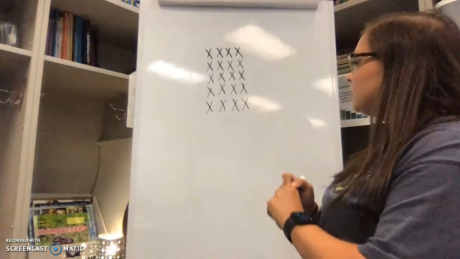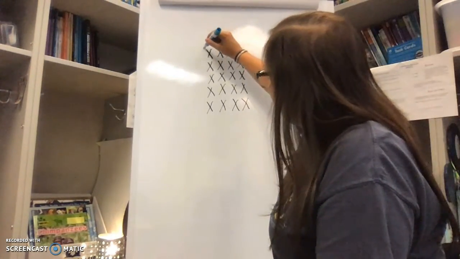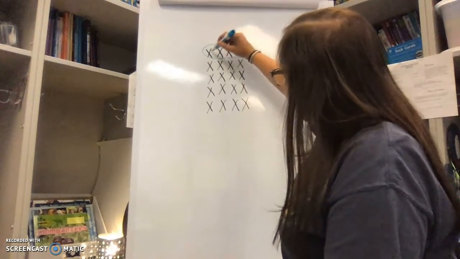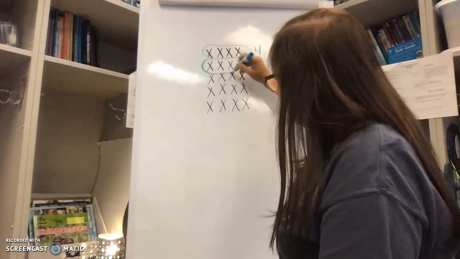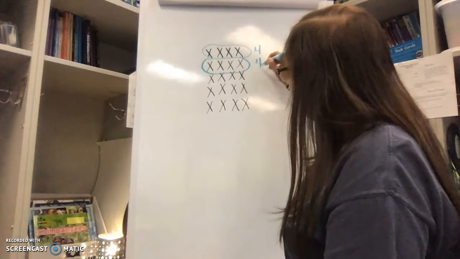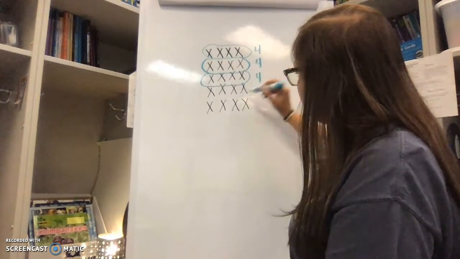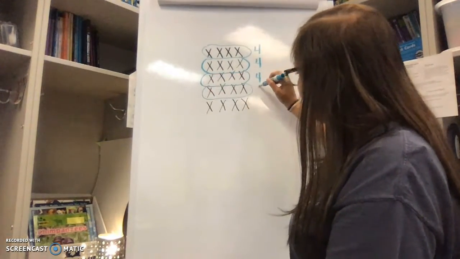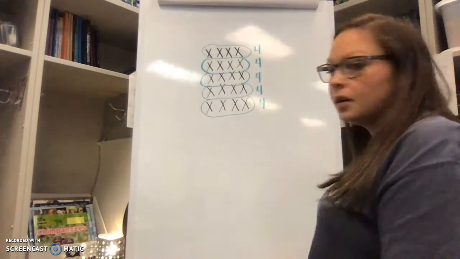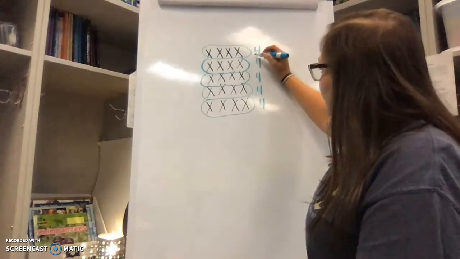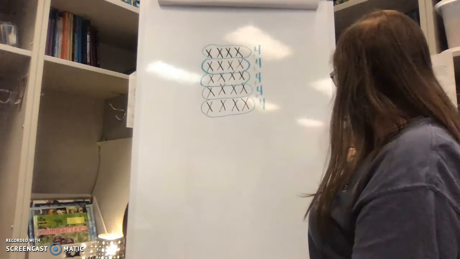Okay, so here's our next array. First, I'm going to look at the rows. Here is one group, and it has 1, 2, 3, 4 X's in it. Here's another group, and it has 1, 2, 3, 4 X's in it. Here's another group with 4 X's in it. Another group with 4 X's in it. And another group with 4 X's in it. So in order to figure out how many, I could just say 4 plus 4 plus 4 plus 4 plus 4.